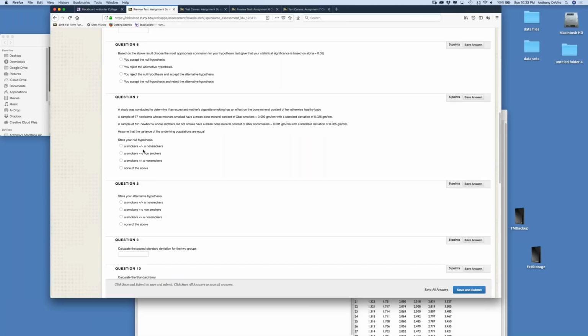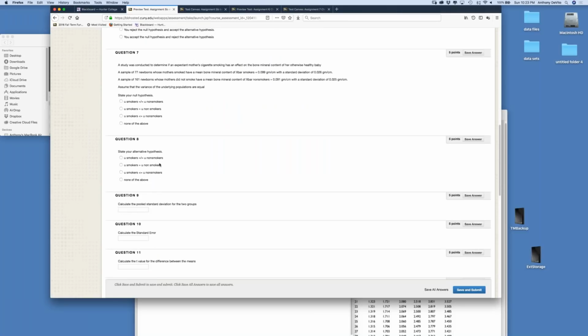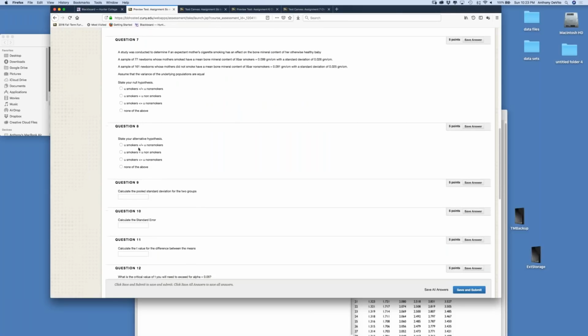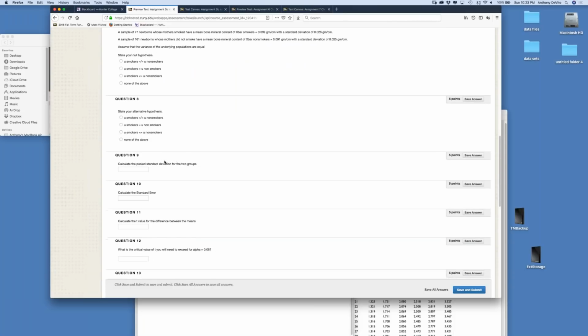The mean for smokers equal to the mean for non-smokers, mean bone weight density. I really should have made that more specific. The alternative: mean bone weight density for smokers is not equal to the mean bone weight density for non-smokers, right? You would expect that. Calculate the pooled standard deviation for these two groups. Well, how would I do that?